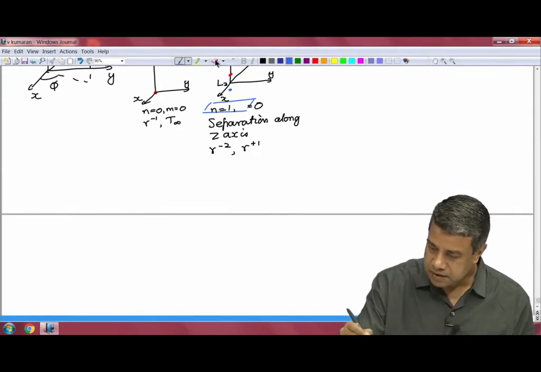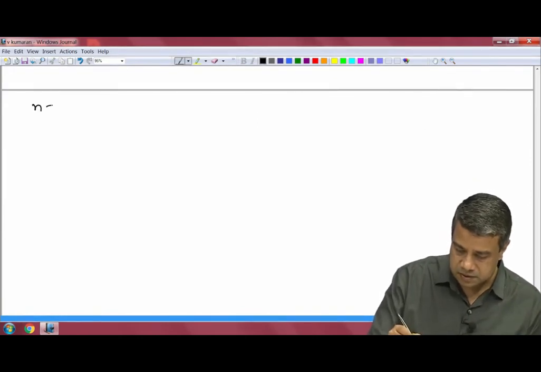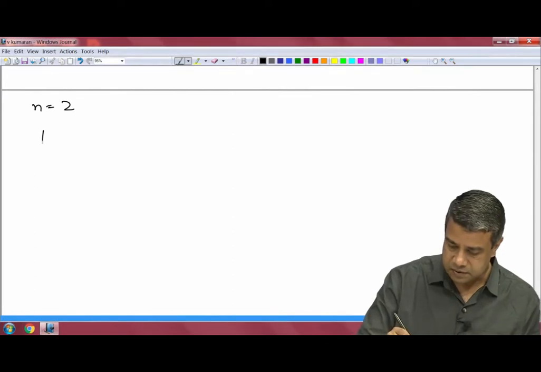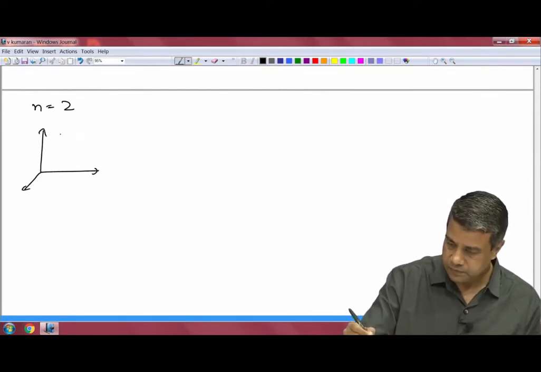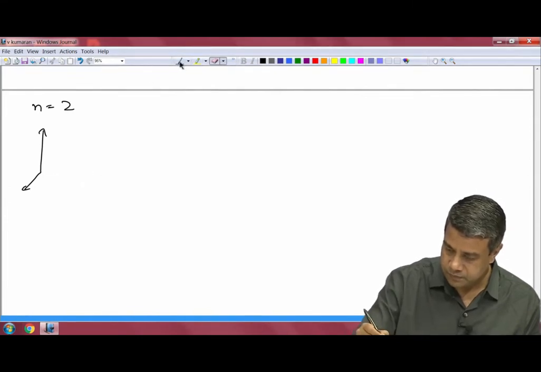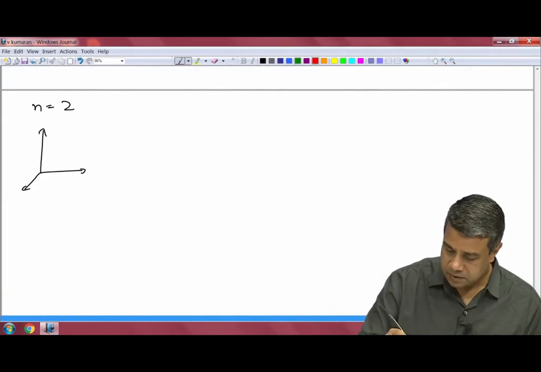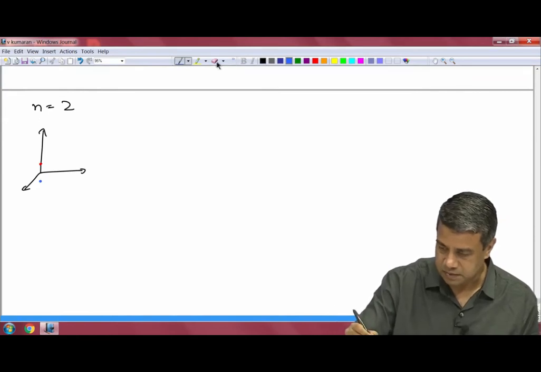And for n equal to 2, there were 5 solutions. 2 of them separated along the z direction. I am sorry, my apologies.